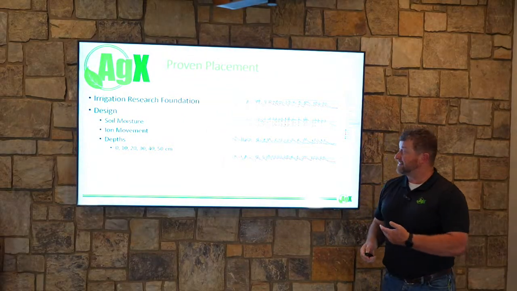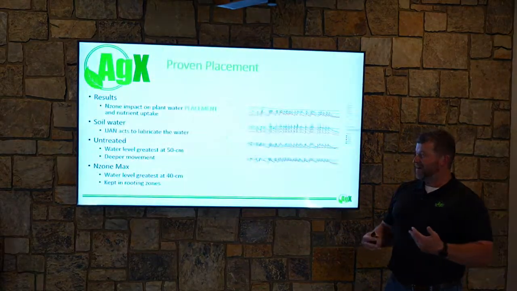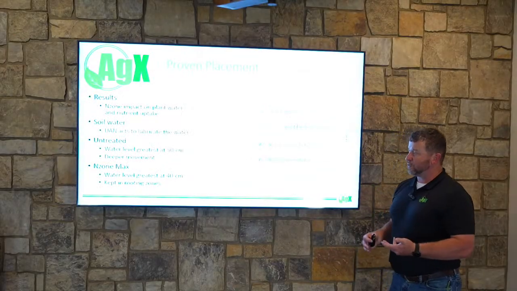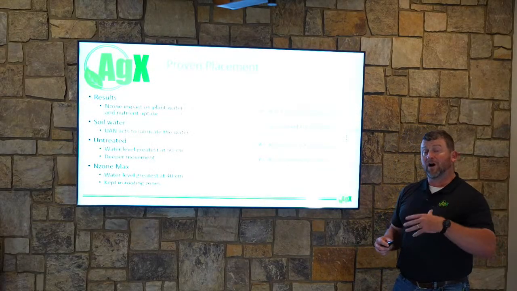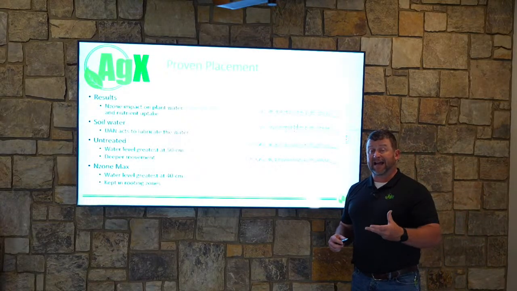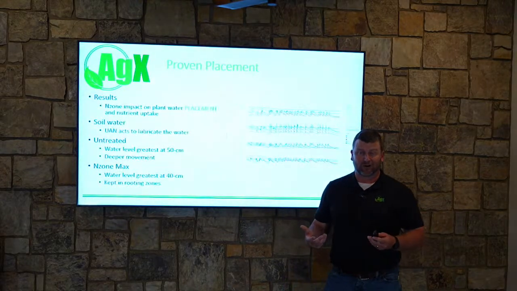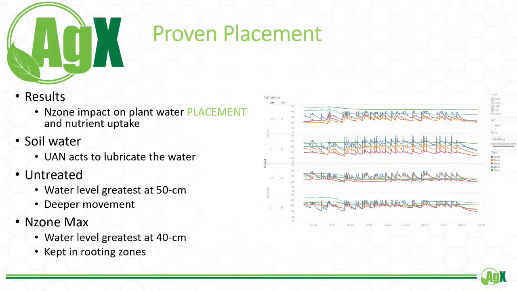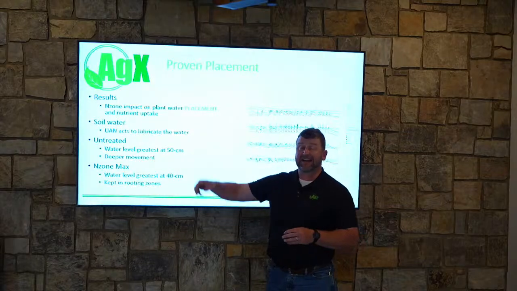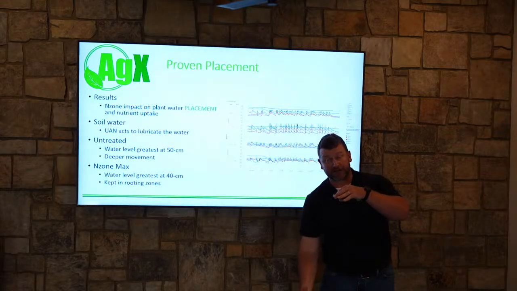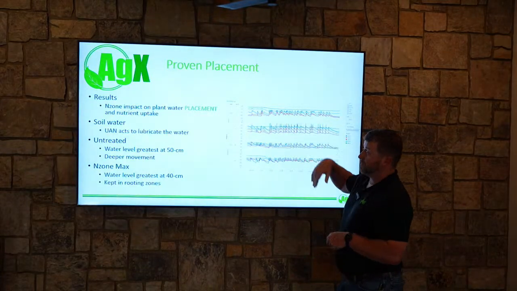So once we collected this data, we kind of stepped back and we thought, all right, let's see what story just looking at soil moisture can tell us. So as we start to think about this idea of soil moisture, let's talk a little bit about what happens when UAN is added to water. So when we add UAN to water, it actually lubricates that water. You can almost think about it as an oil, right? It's going to help it move down through that soil profile. And so when UAN is added, a lot of times what we see is the velocity of that water movement is actually increased as it percolates down through that soil profile.